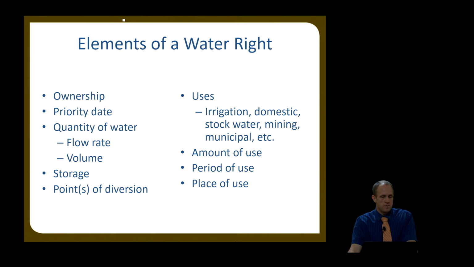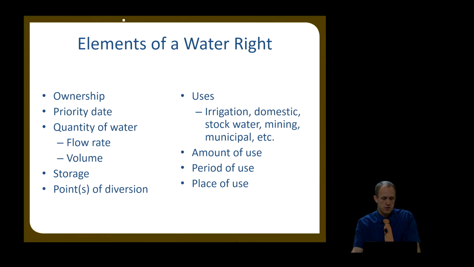Some of the elements that make up a water right: obviously you have ownership. Somebody has to own that water right. You have a priority date. When was the water right established? A quantity of water, whether it be a flow rate, a volume, or it could be both. Those flow rates are expressed in cubic feet per second. It's a gallon per minute type measurement on a higher level. And volume is measured in acre feet per year. There's a storage element for the water right, or there can be.